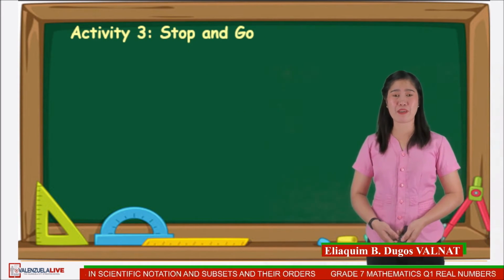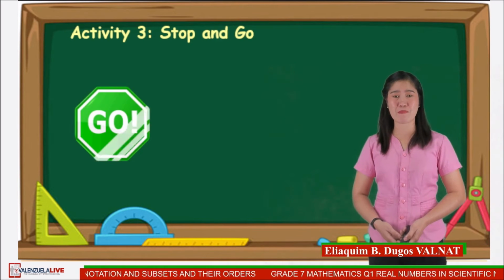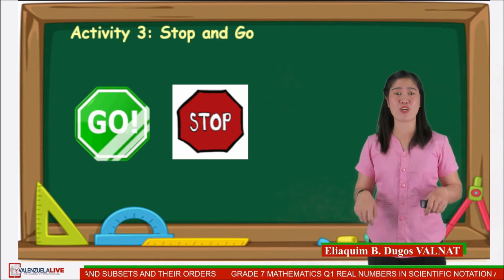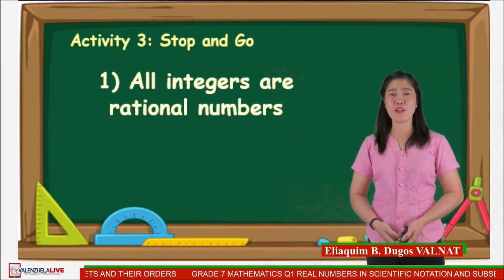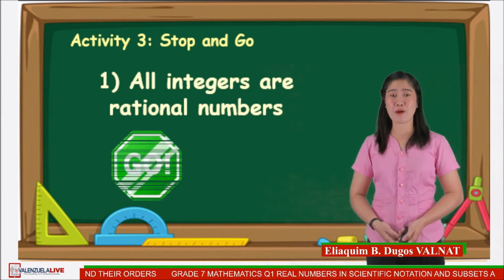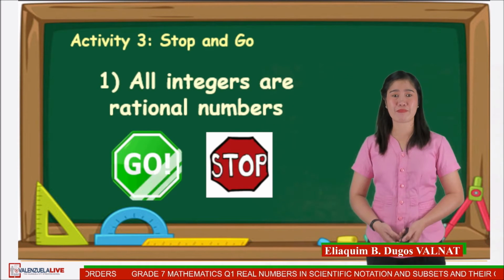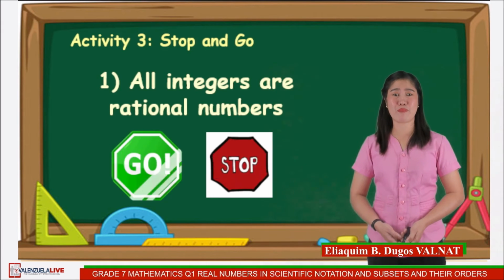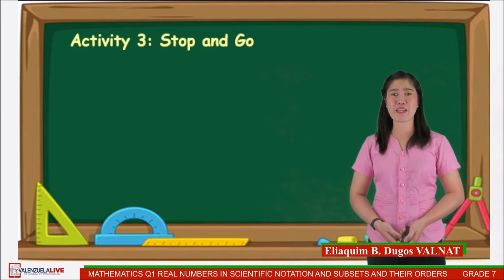For your better understanding, let's have our Activity Number 3, entitled Stop and Go. All you have to do is write go if the given statement is true and stop if it is false. Write your answers in the comment section below. Okay, let's do this. Number 1: all integers are rational numbers. Is it go or stop? Comment your answer now. If your answer is go, very good. You are right.